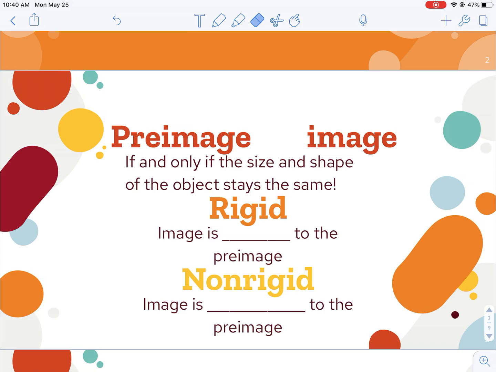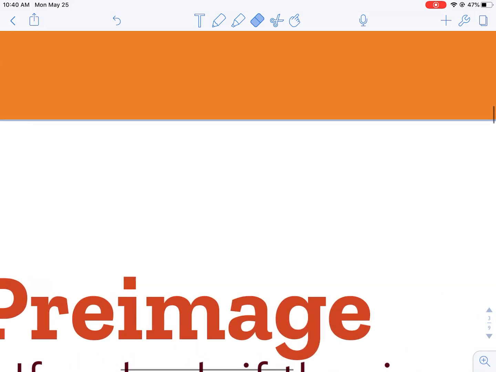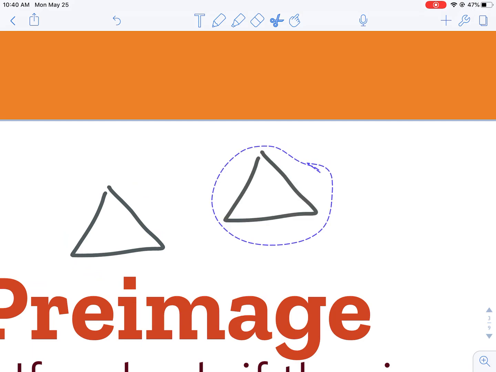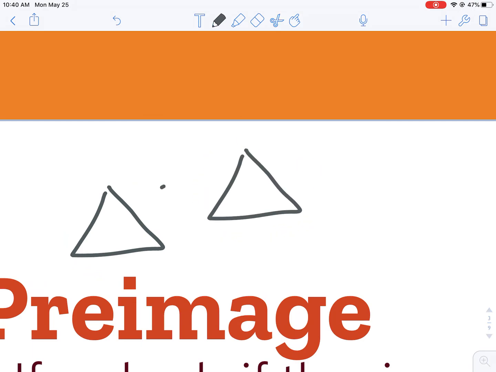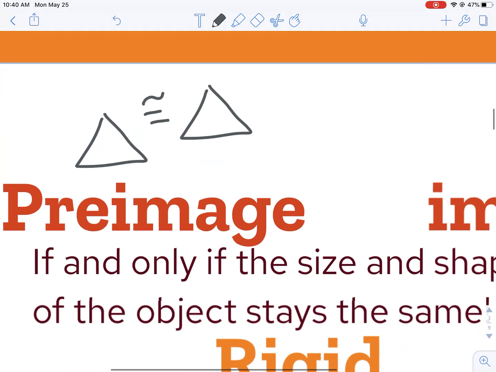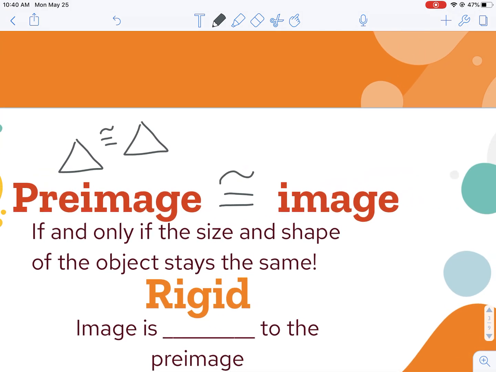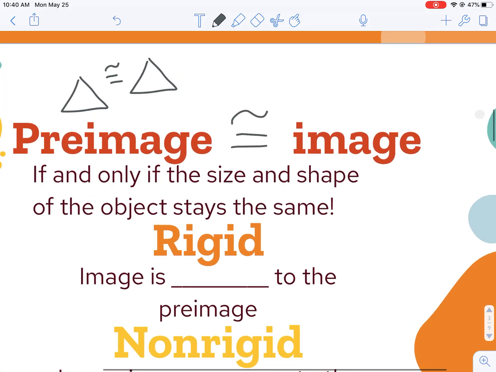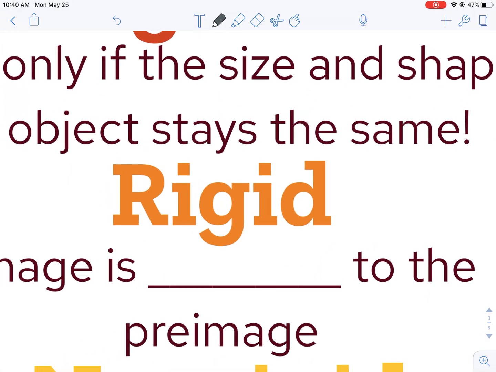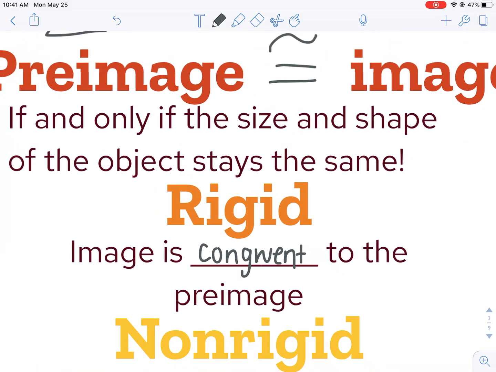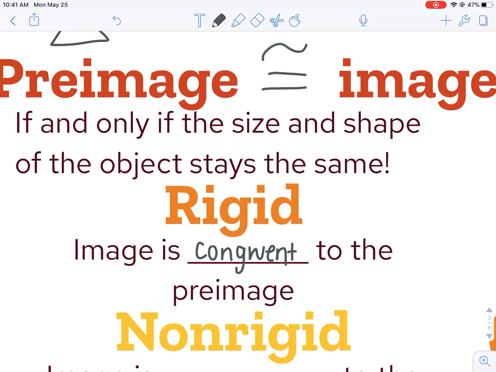So if my transformation stays exactly the same, so if I start with a triangle and I move it over and I get the exact same triangle, so they are identical in every way, they are congruent. It moved, but it's still congruent. When that happens, we say that the pre-image and the image are congruent. And we can also say that it's a rigid transformation. So if they're the same size and shape, it's a rigid transformation.